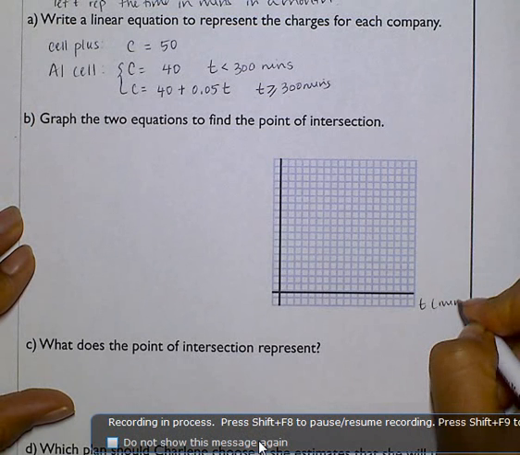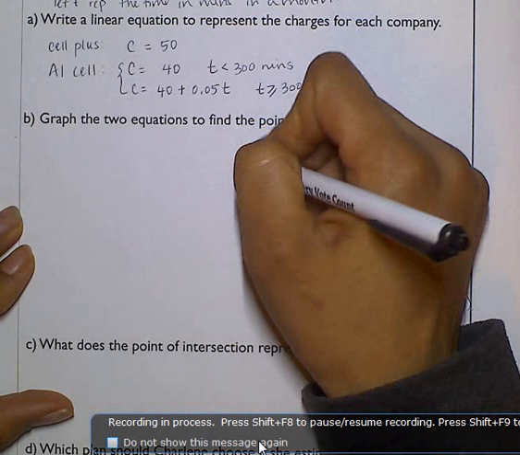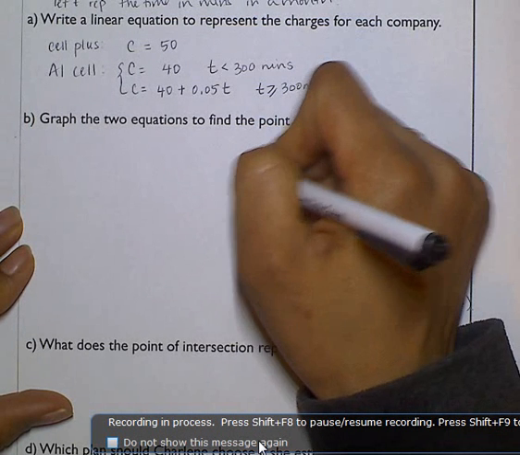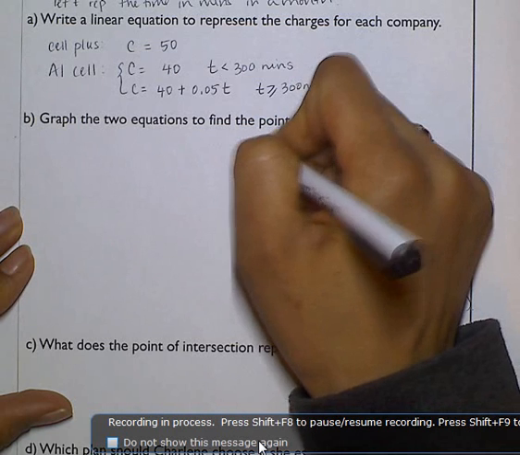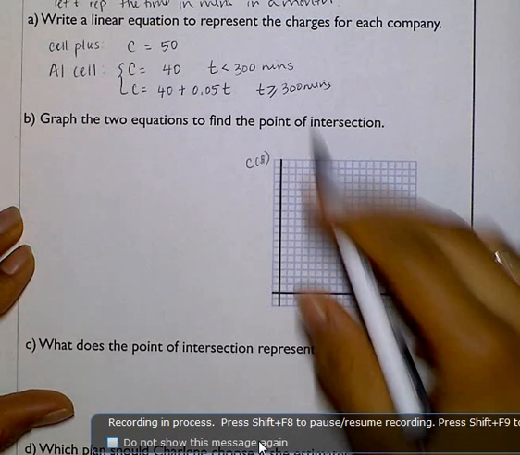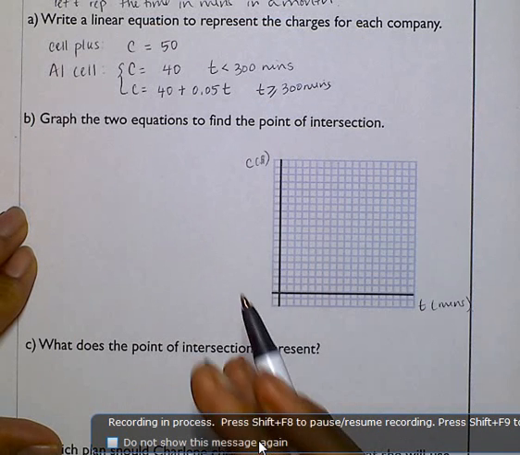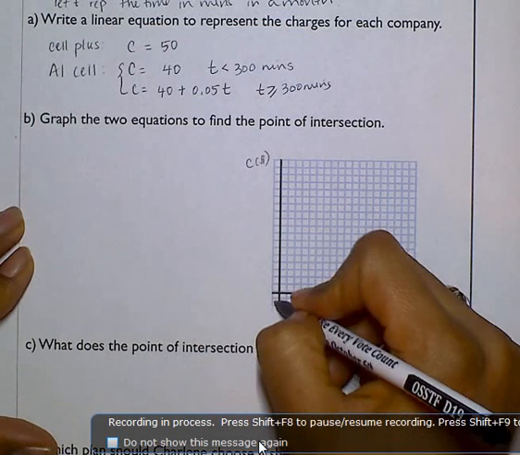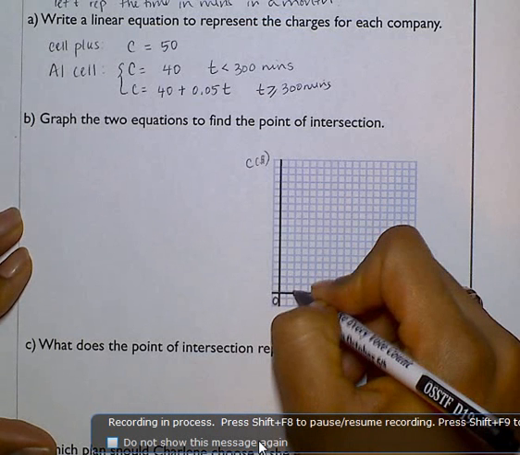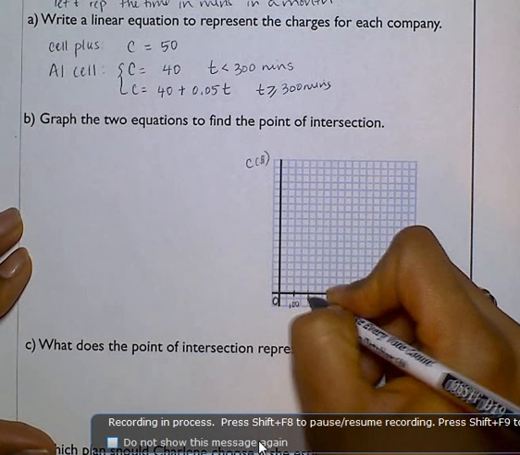And the cost here is in increments of 10. I see a 40 and a 50, so I'm going to go up by 10s. So that's 10, 20, 30, 40, 50, 60, and 70. And I'll stop at 80.